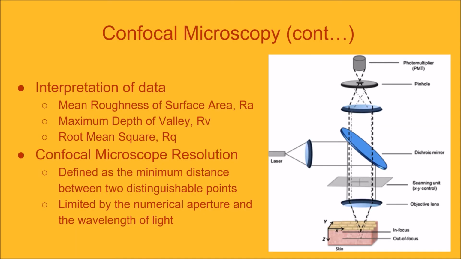There are a few ways to determine the roughness of a sample with confocal microscopy. The computer software can provide values for surface roughness, such as the mean roughness of surface area, the maximum depth of the valleys in a sample, and the root mean square of roughness, which is another kind of average value. A confocal microscope's resolution is defined as the minimum distance between two distinguishable points. Just like a conventional optical microscope, the resolution is limited by the lens numerical aperture and also by the wavelength of visible light, which is 400 to 700 nanometers.